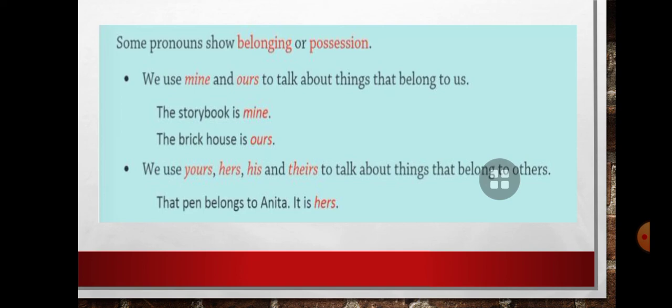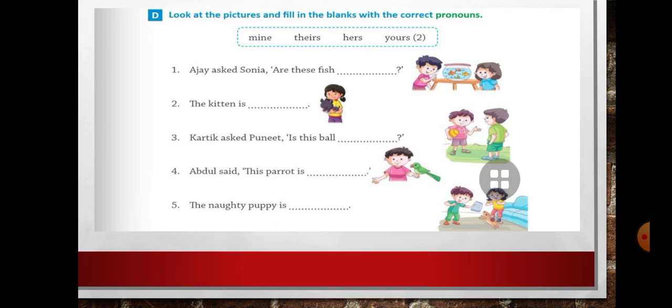We use yours, hers, his, theirs to talk about things that belong to others. If the things belong to others, we use yours, hers, his, theirs. That pen belongs to Anita. It is hers. Now children, look at exercise D given here. Look at the picture and fill in the blanks with the correct pronoun. You have to use the correct pronoun here.